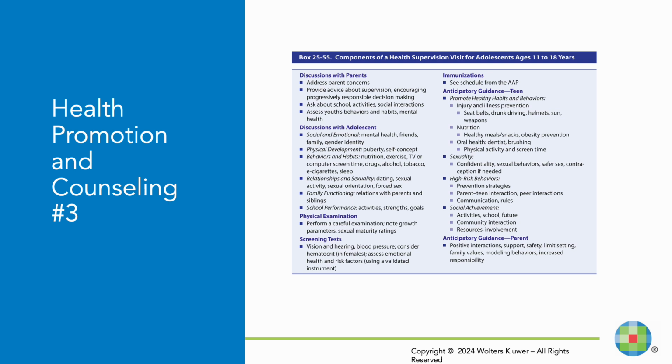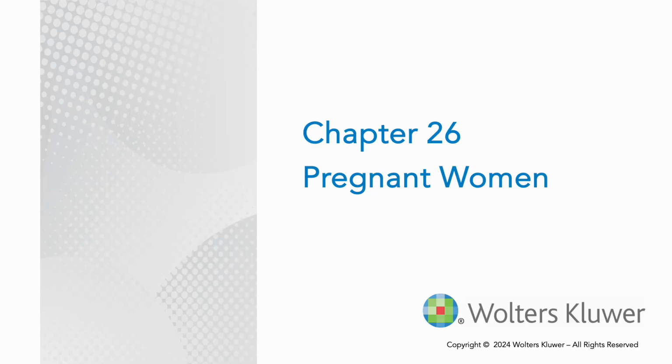Adolescents should have confidence in opening up to healthcare providers about sexual behaviors, contraception needs and questions, high-risk behaviors, social achievements. These are all important components of a health supervision visit for adolescents, and positive interactions with parents can provide support and safety and help to increase responsibility from not only the adolescent's perspective, but also the parents.